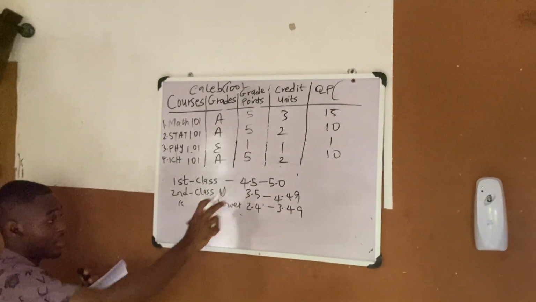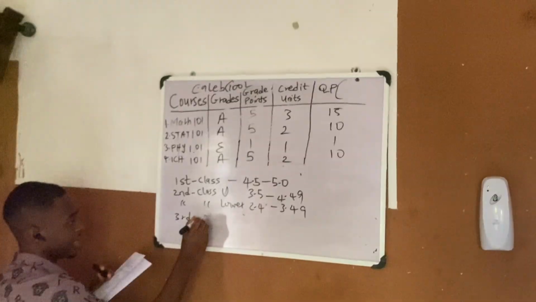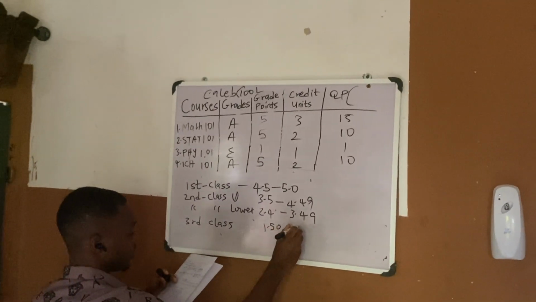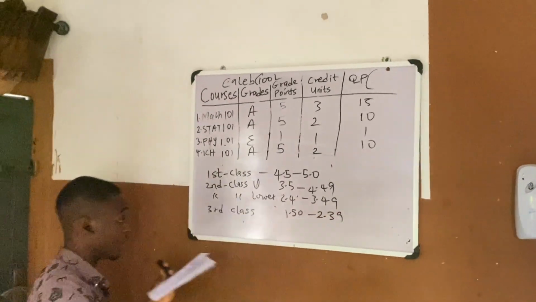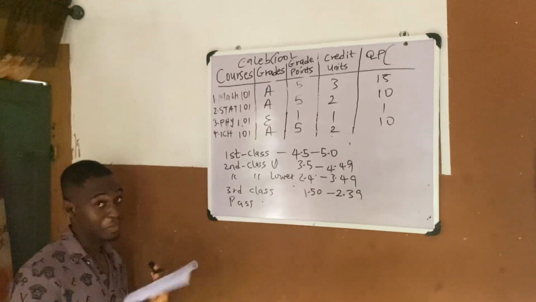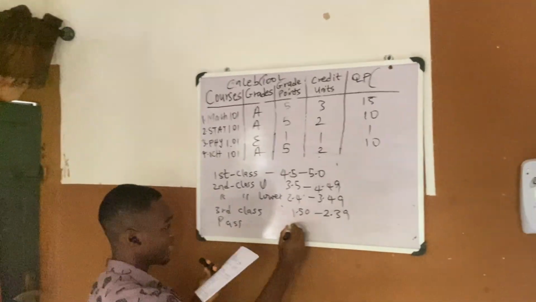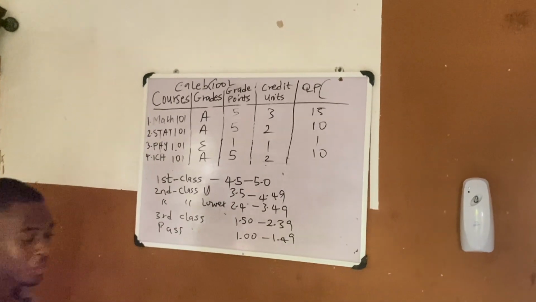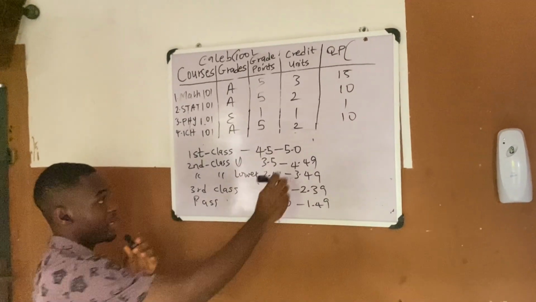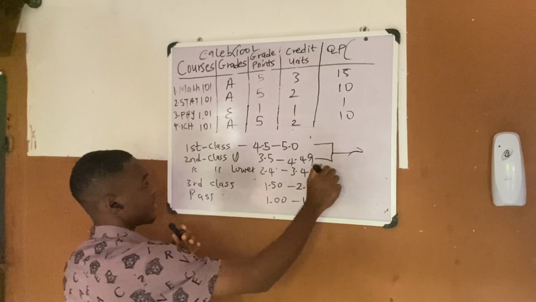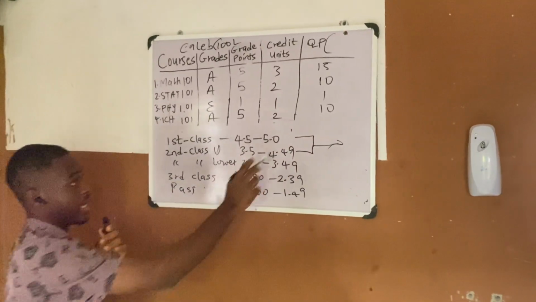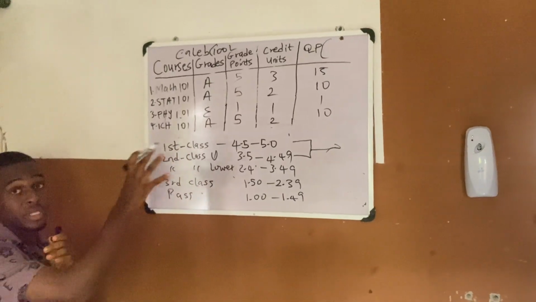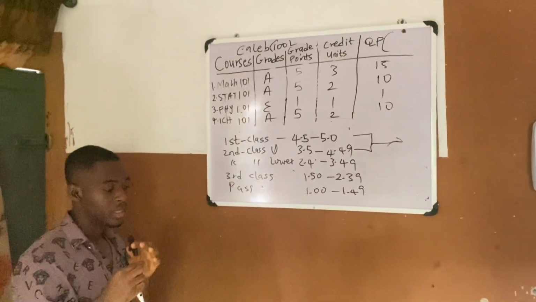Then you have the third class, which is 1.50 to 2.39, and then you have the pass. So pass is 1.00 to 1.49. So if you've reached this far in the video, what you should be aiming for is these two. These two should be your central focus. So this is how we grade in the Nigerian educational system.